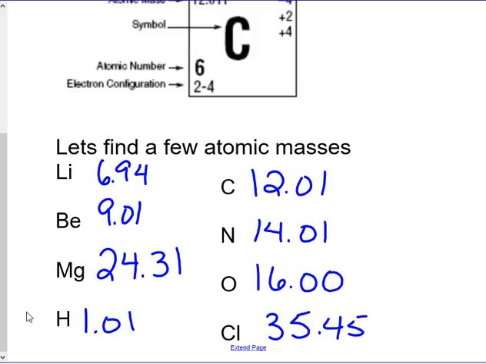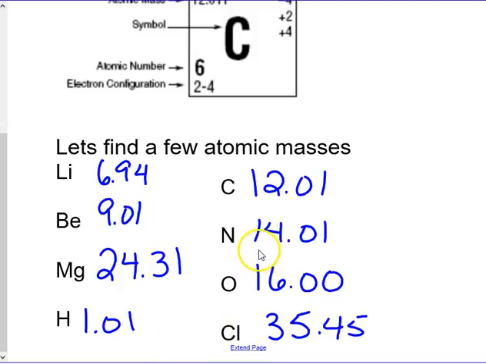Now, we look at these. If you notice, they're all rounded to the hundredths place. I've rounded all of these to 2 places after the decimal. That's how we're going to round all atomic masses during this unit, so you get used to rounding to 2 places after the decimal. Whatever you have as your answers, make sure that you see how I've rounded them.